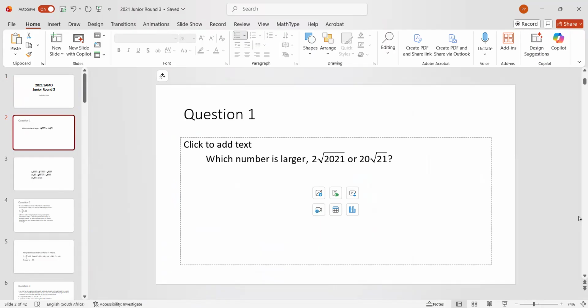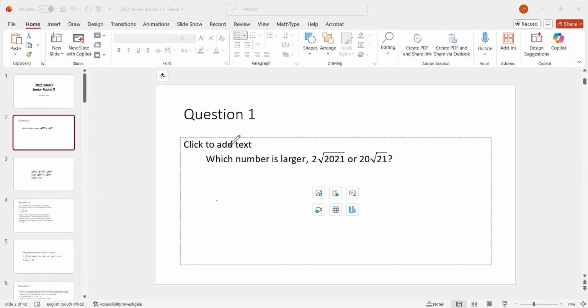The first question asks the following: which number is larger? 2 times the square root of 2021, or 20 times the square root of 21. Okay, you've got square roots here. As it stands, you don't know what the square root of 2021 is, but you do know it's square. So why not square both of them and see which is larger?